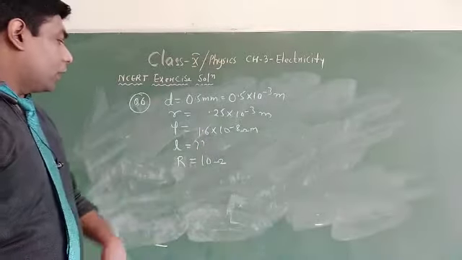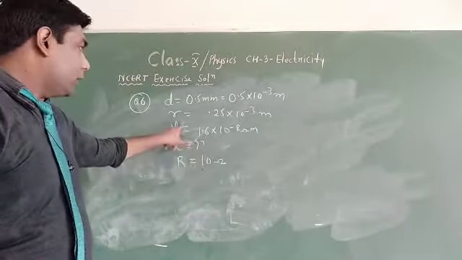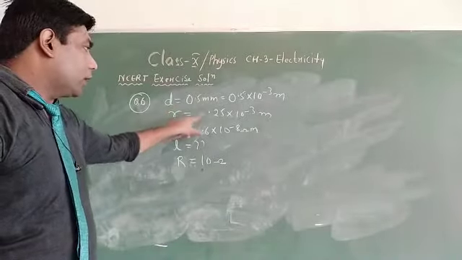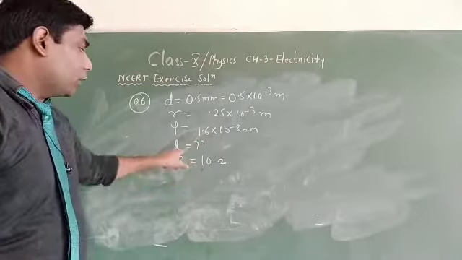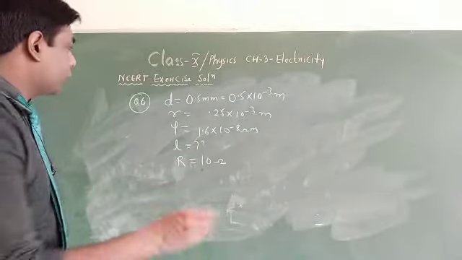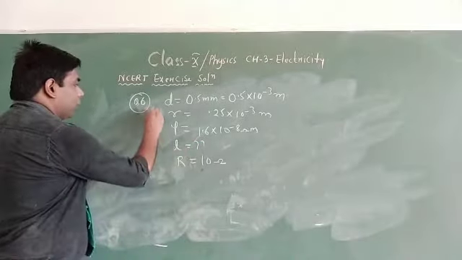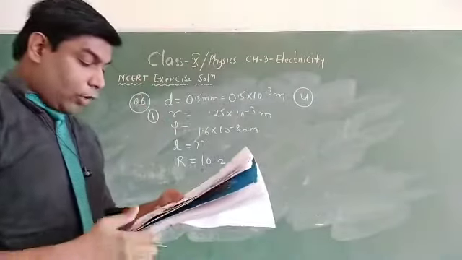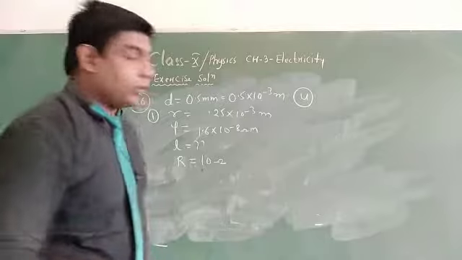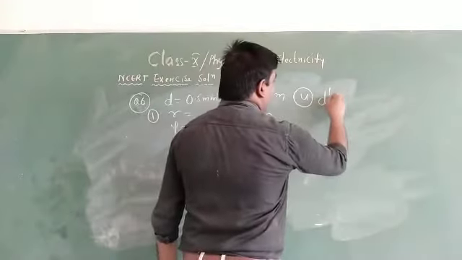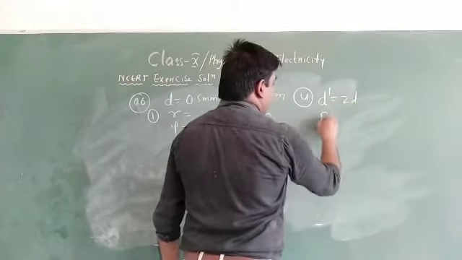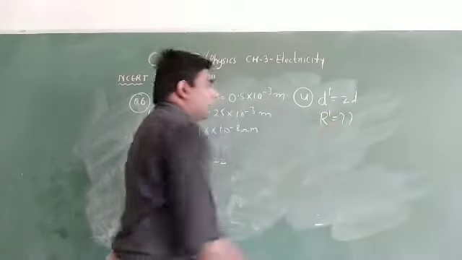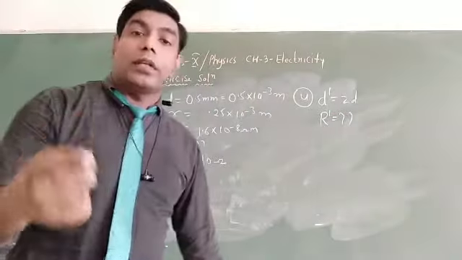In the first case, the resistance of the wire, the resistivity, and the diameter are given, from which we calculate the radius. They are asking what the length is, right? In the second case, how much does the resistance change if the diameter is doubled? If diameter is double, then how much will the resistance change?